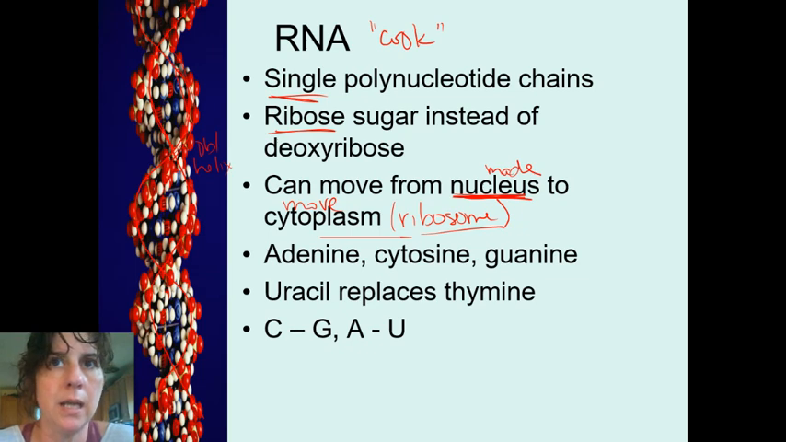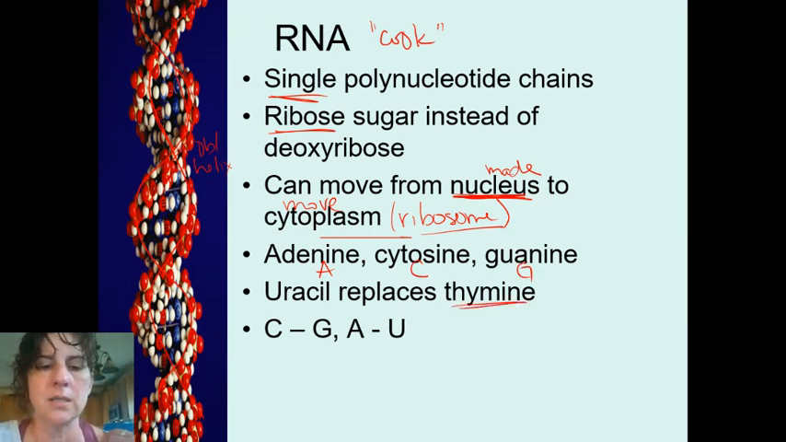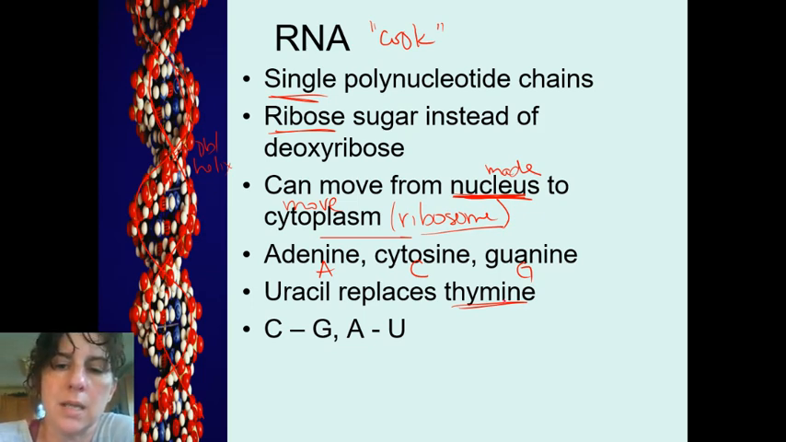Nucleotides in DNA have the nitrogen bases A, T, C, and G, right? Well, RNA pretty much is close to that. It has A, it has C, and it has G. Unfortunately, thymine is not very stable in the cytoplasm and will tend to break apart, so it's not a good player to use here. So we replace it with uracil.